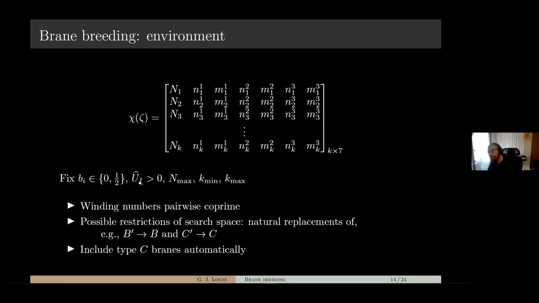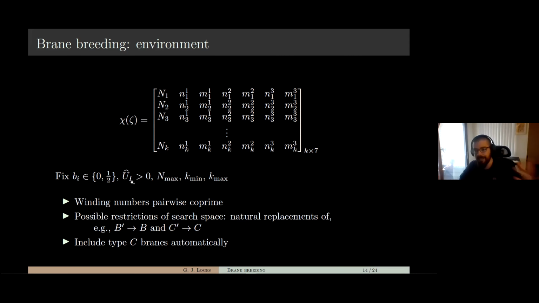For each of the runs, we'll have fixed complex structure moduli so that each of the individuals is trying to solve the same problem at the same time. This makes the crossover much more efficient. Otherwise, you have 2 individuals which are satisfying different SUSY conditions.